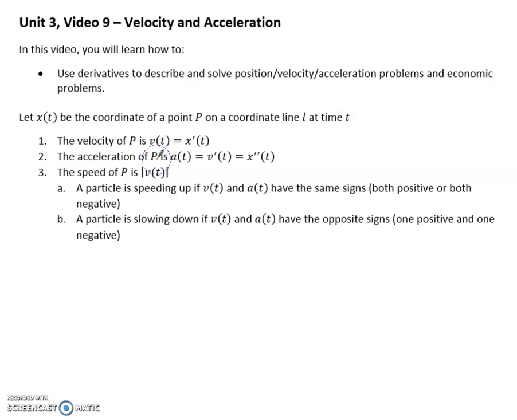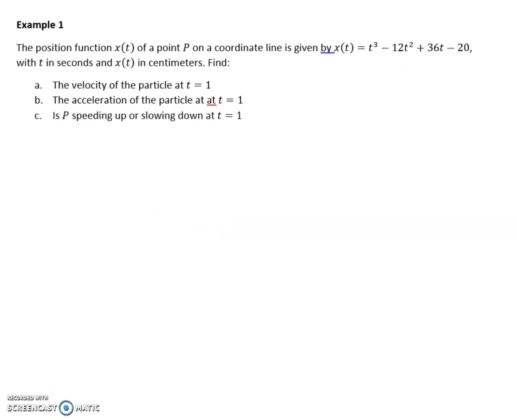So it's always positive. If I want to know whether an object is speeding up, so if its speed is getting faster, then if the velocity and the acceleration have the same sign, meaning that both of them are positive or both negative, it's speeding up. And if they're opposite signs, then that object is slowing down. So let's take a look at a couple of examples of that.